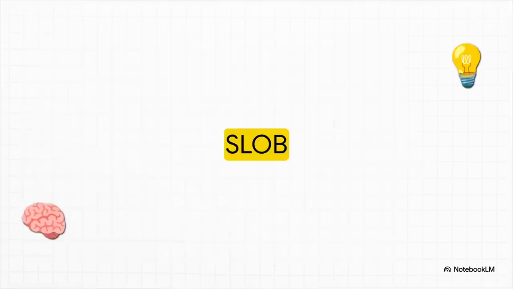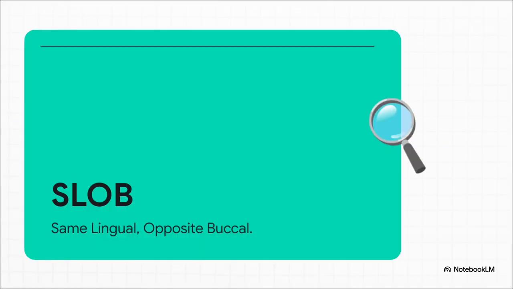And how on earth do dentists remember this rule in the middle of a busy day? With this simple and, okay, maybe a slightly funny acronym, SLOB. SLOB stands for Same Lingual Opposite Buccal. Now, lingual just means on the side of your tongue, and buccal means on the side of your cheek. This little mnemonic is the key to unlocking the entire 3D puzzle.